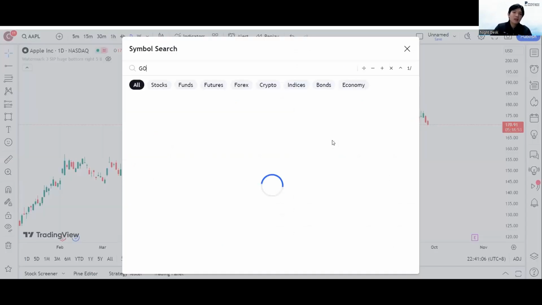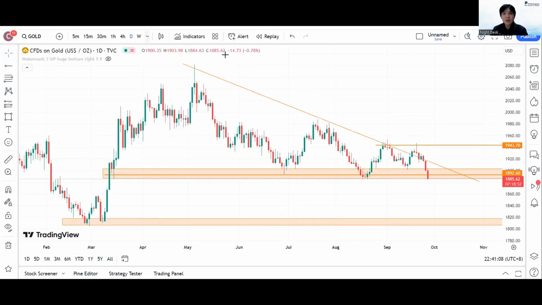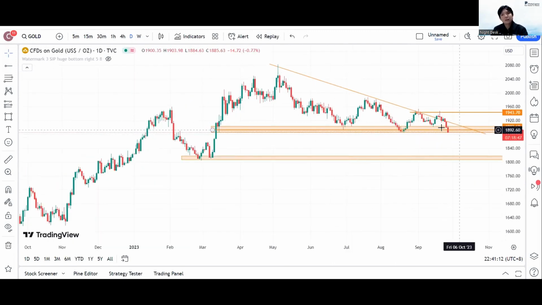Go monthly. Let's just look at it. Just now I went through the string, the descending triangle, same thing. Once they break, boom, go down.